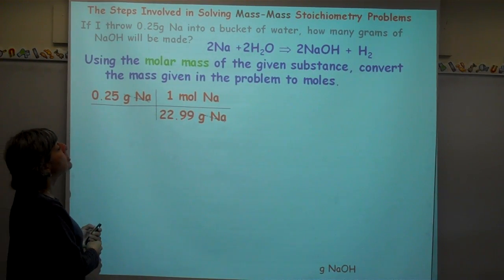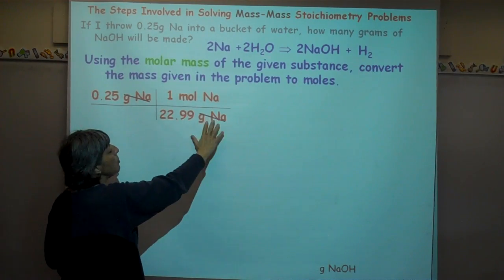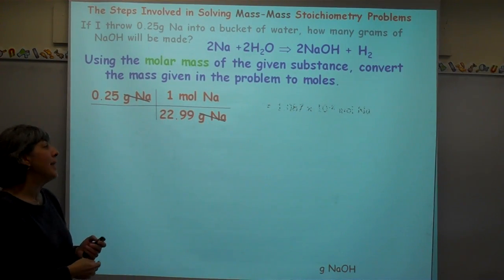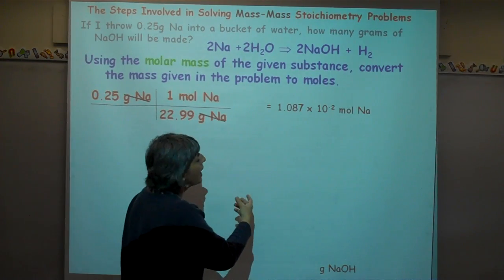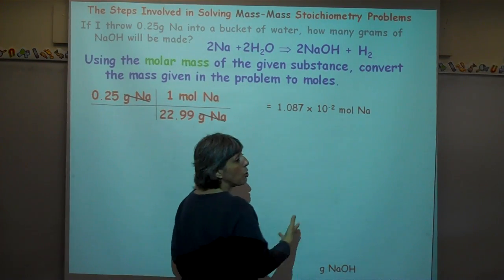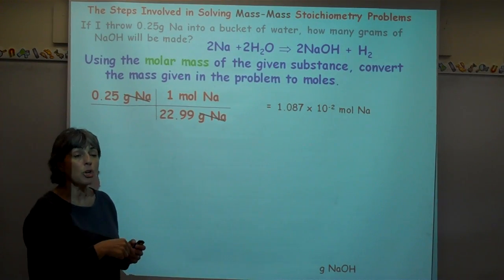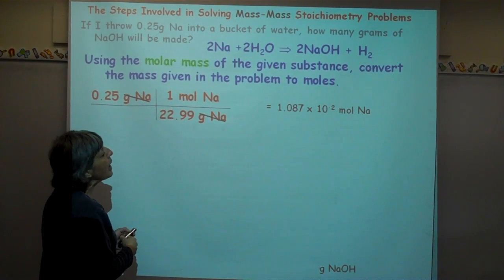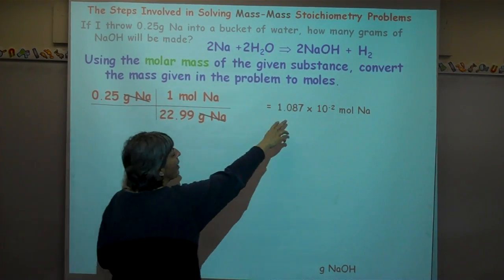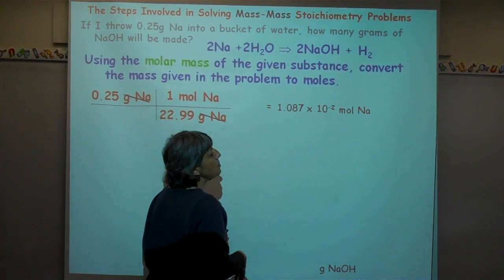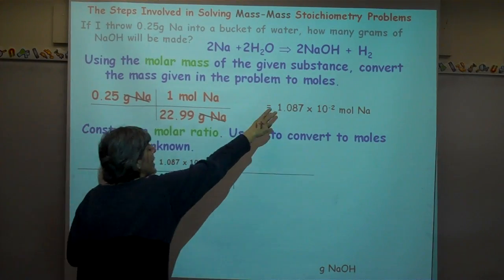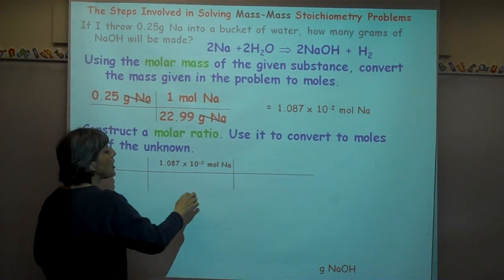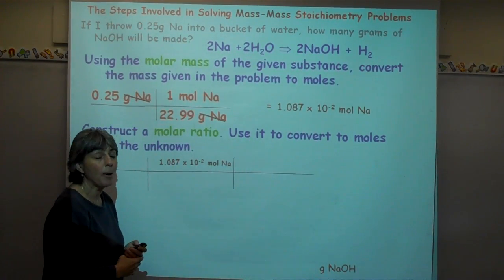Now that we're at moles of sodium, grams of sodium are gone. If you wanted to do the calculation for this, you can actually figure out how many moles of sodium you had. You don't have to do this. At this point, I have 1.087 times 10 to the minus 2 moles of sodium. Then I'm going to use that number, and I'm going to construct the molar ratio that we've been talking about.